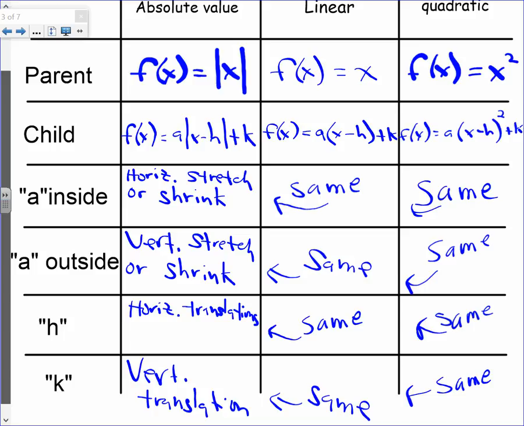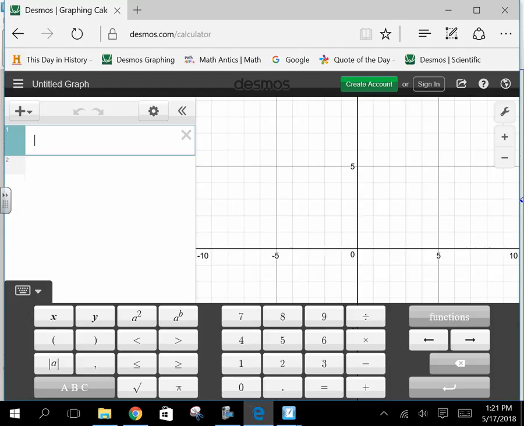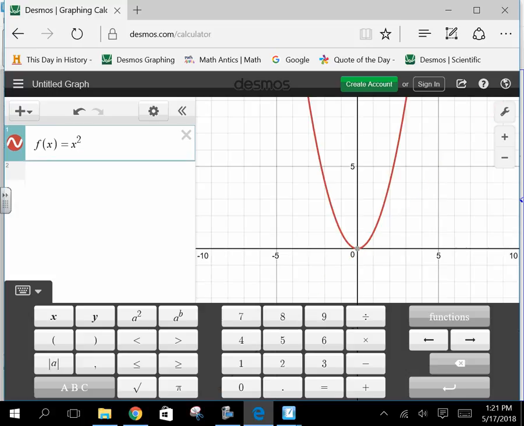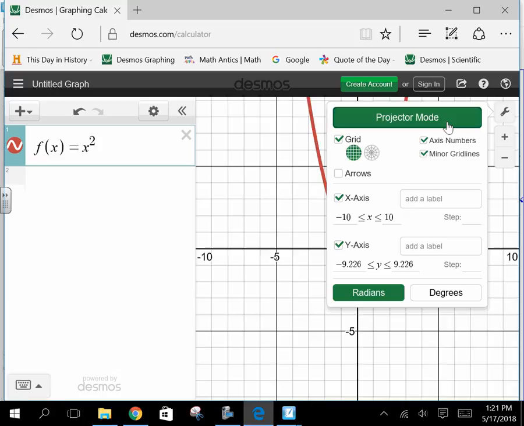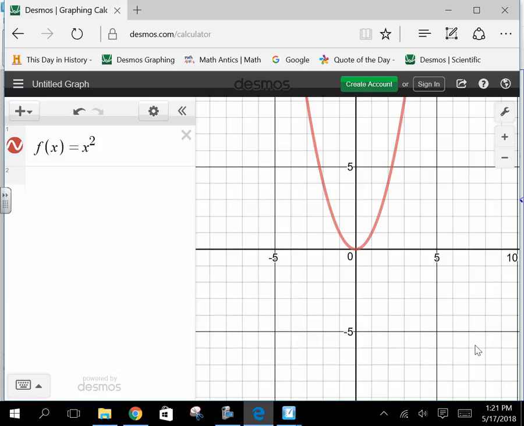Watch this though. Ron, let me talk, buddy. Let me type in the parent function real quick on Desmos just so you can see. You get a quick look-see of what it looks like. Watch this, Ron. All right. There's my parent. Let's get the parent of a quadratic. Let's call it a parabola. Let me put a projector up. We got ourselves a parabola.